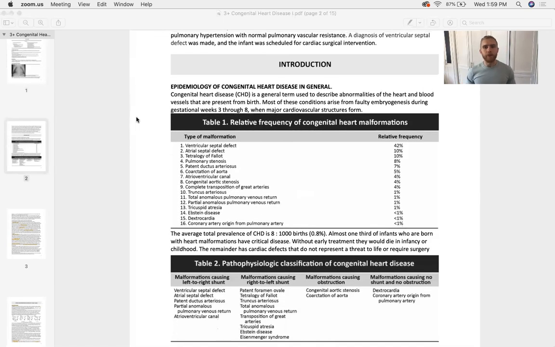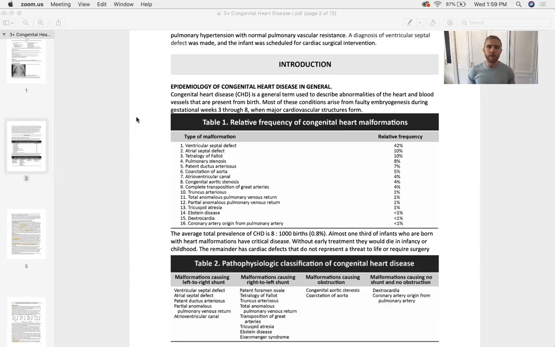Now, septal defects are the most common presentations of congenital heart disease. Ventricular septal defects account for about 4 in 10 presentations, and atrial septal defects for another 1 in 10. So combined, half of all congenital heart defects are septal defects. This is involved with a shunting or a spillage of blood from one side of the heart into the other. And septal defects are typically going to be left to right shunts.